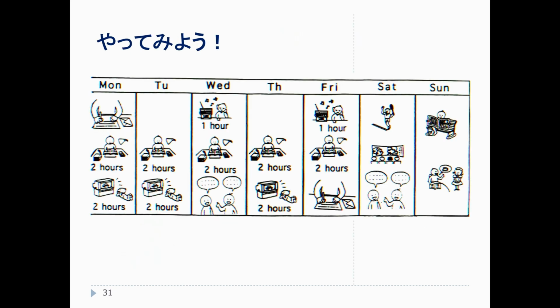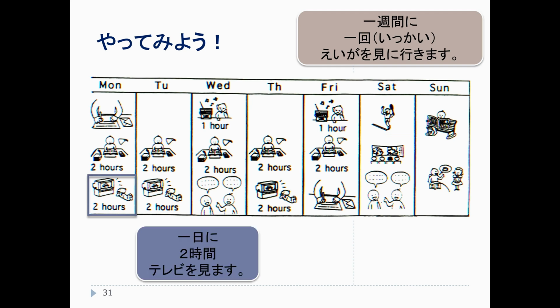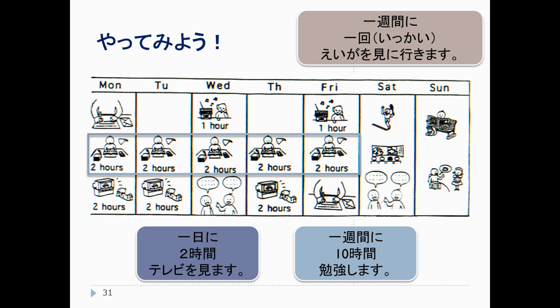Now let's try making a sentence ourselves. How often do they see a movie? 1週間に1回映画を見に行きます。How often do they watch TV? 1日に2時間テレビを見ます。How often do they study? 1週間に10時間勉強します。Perfect!